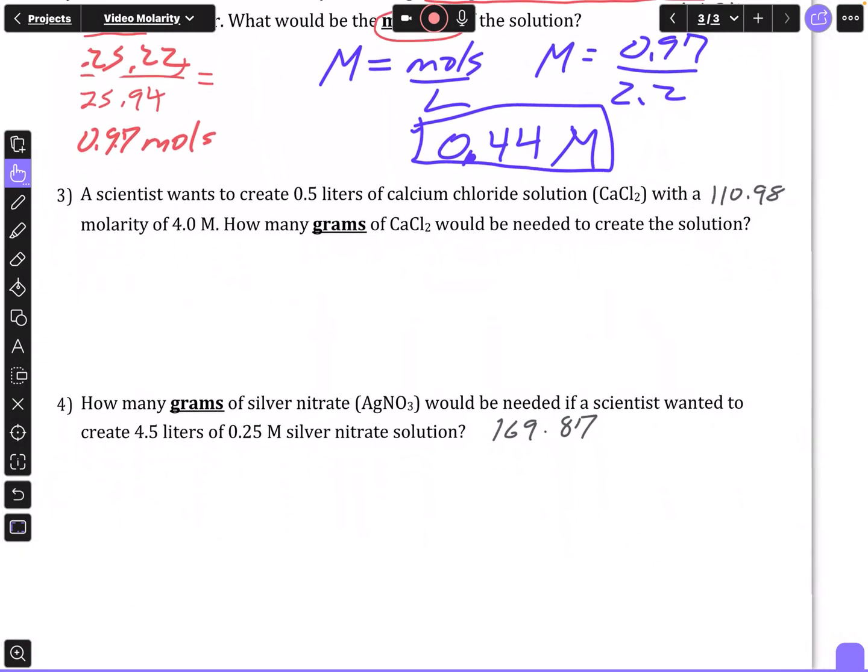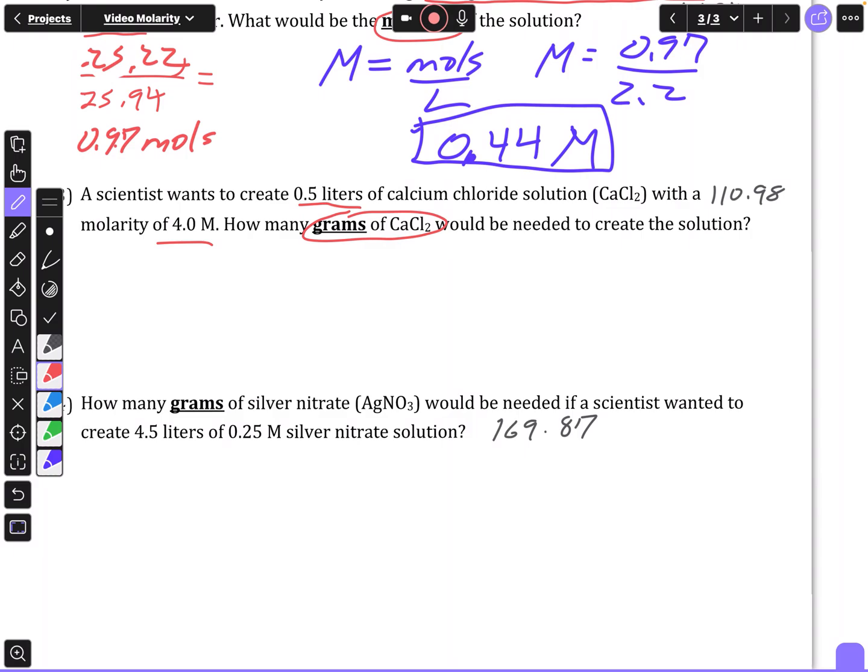Okay, so my next problem. A scientist wants to create 0.5 liters of calcium chloride solution, so it's giving me the volume there in liters, with a molarity of 4.0 molar. And it's asking how many grams of CaCl2 would be needed to create this.